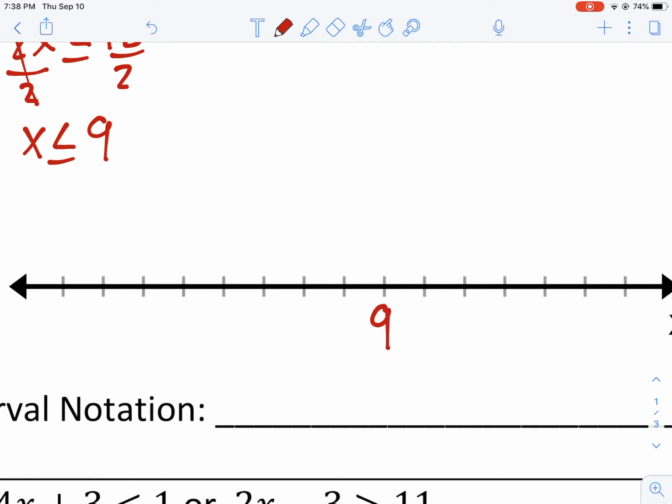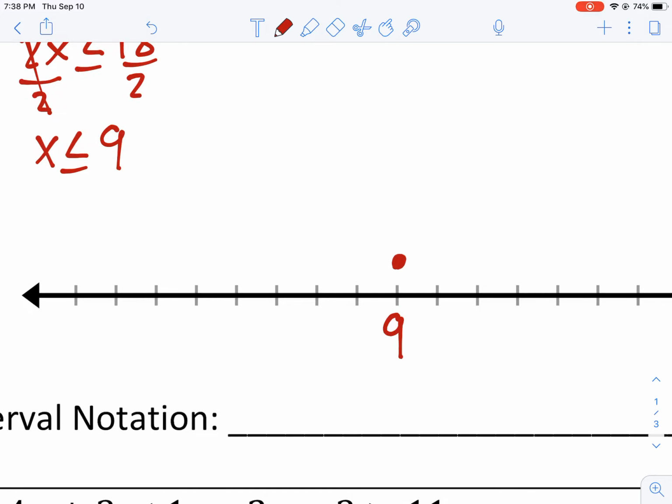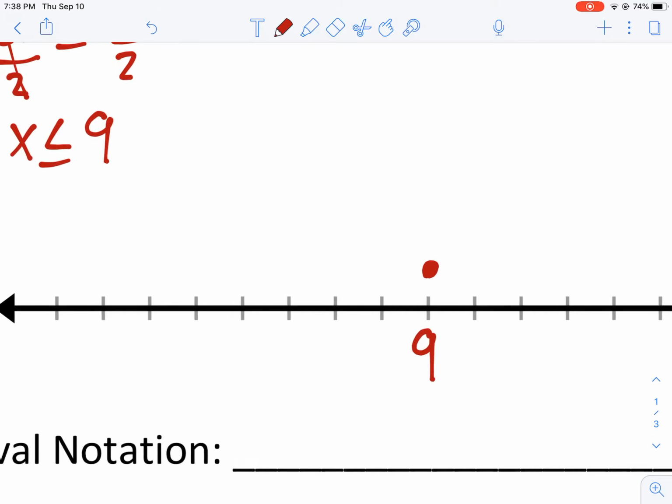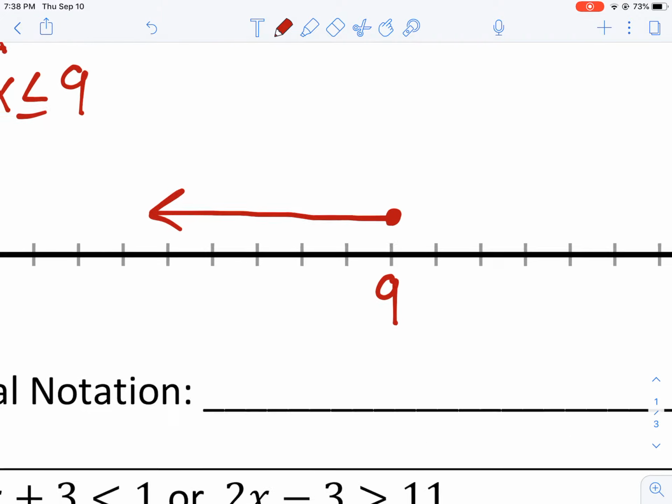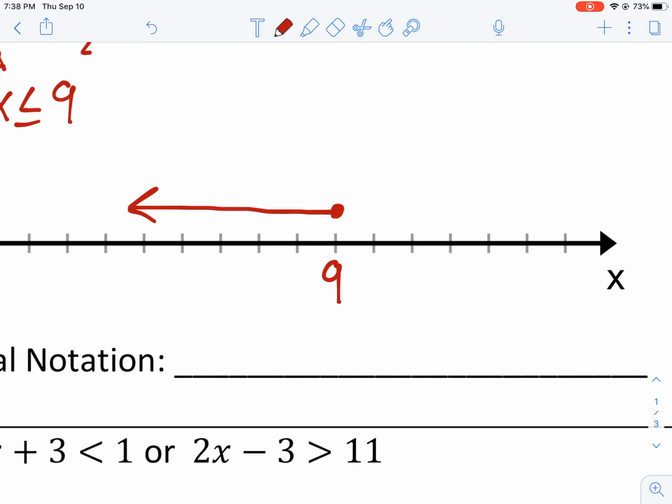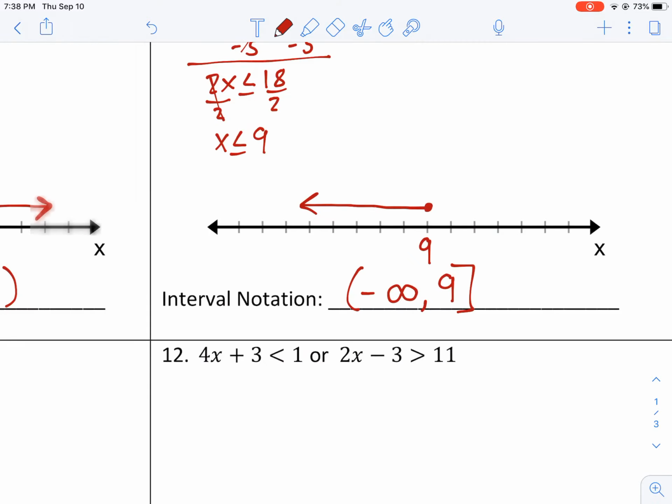This time, since there is a line underneath, we're going to put a closed dot. And then since it's less than 9, the numbers less than 9 are to the left. So we're going to draw our arrow to the left. Now doing our interval notation, on the left side, we have a parentheses. So going to the left, that's going to negative infinity. On the right side, we're at 9. So we're going to end at 9. And since it's a closed dot, we're going to use a bracket.